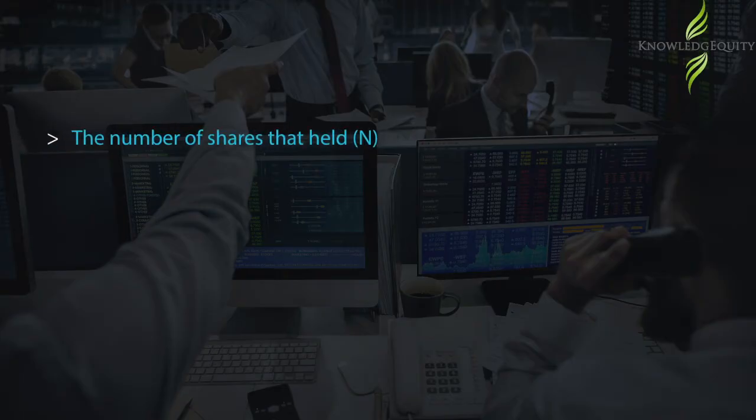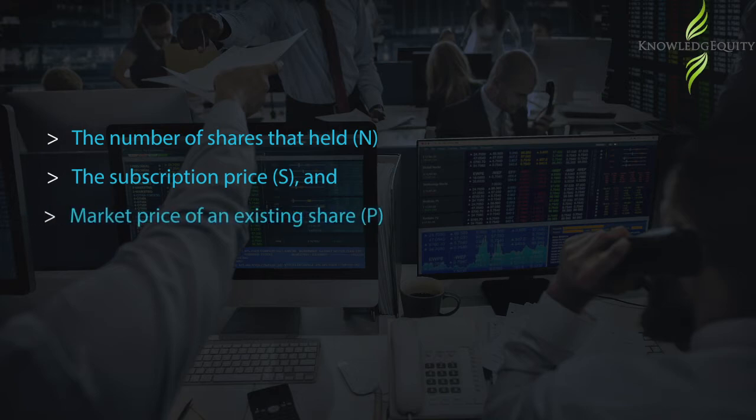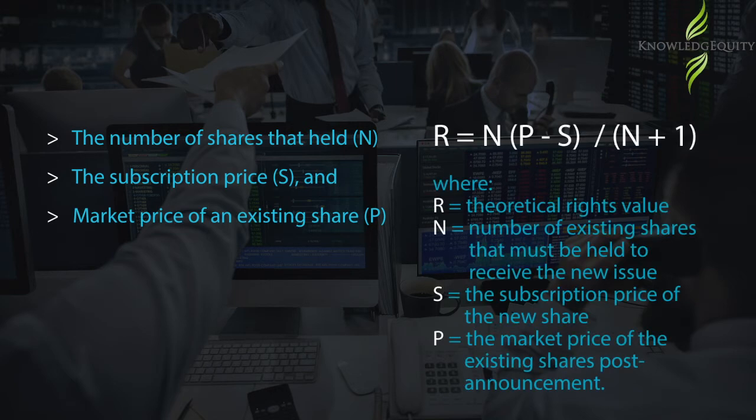Note that this is not the value of the shares being issued, but rather the value of the right to purchase the additional shares. This is determined using a formula which considers the number of shares that must already be held by the shareholder in order to exercise the right to buy an additional share. The price to be paid by the shareholder for the additional share, also referred to as a subscription price, and the current market price of an existing share held by the shareholder. We then apply the formula to calculate the theoretical value of the right. Let's look at an example.